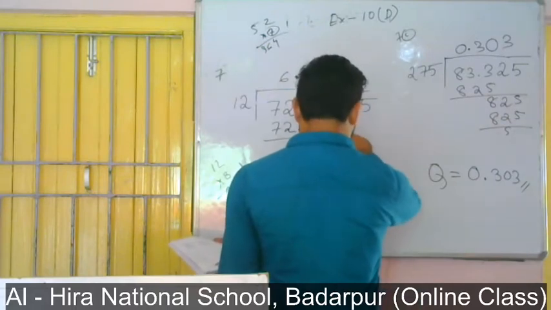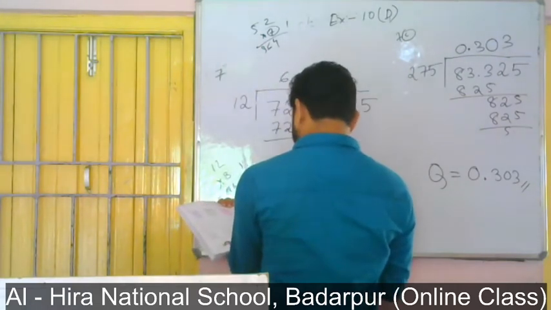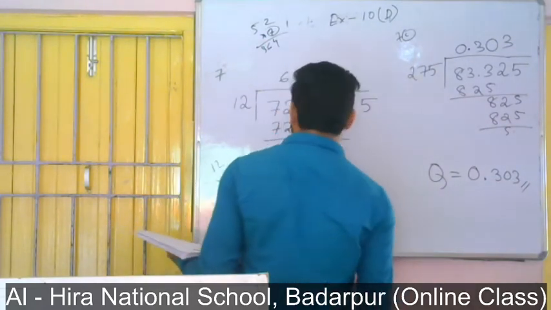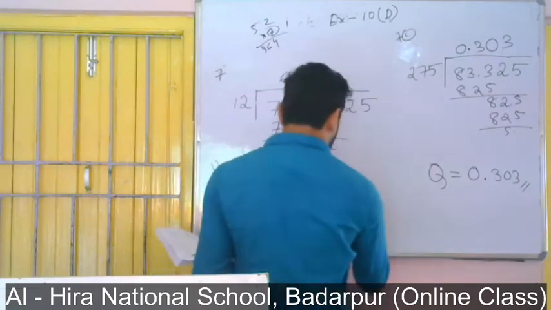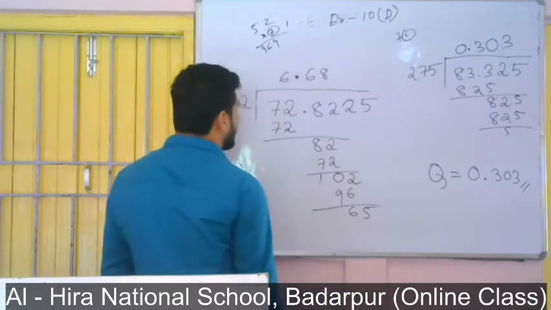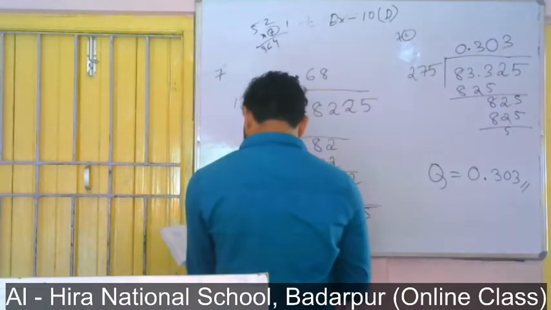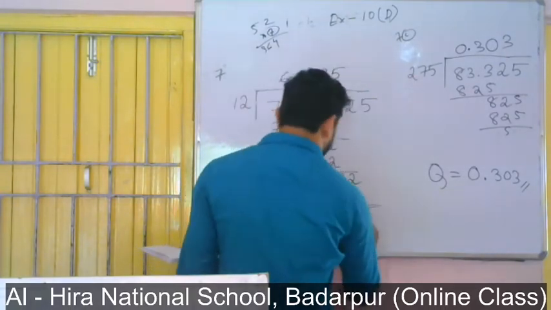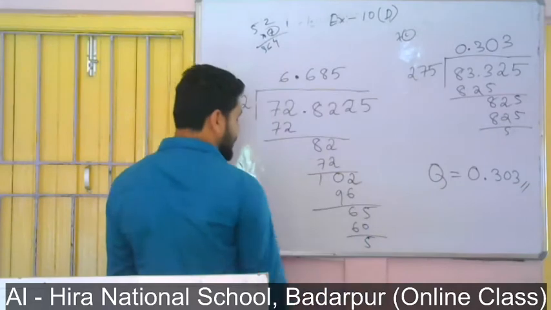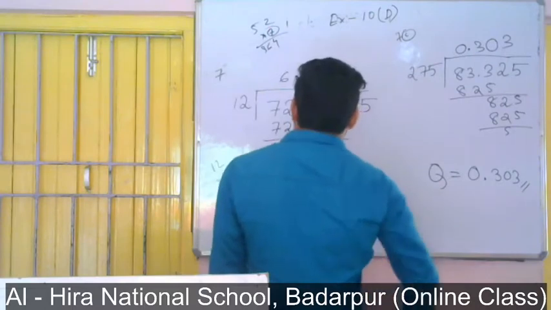So you can write 8. Or here you see 96, 8 12s are 96. So 12 minus 6, here 6. We are getting 6. 5 12s are 60. Then we'll take again 5. So not divisible. So point is there. We'll put 6.685.